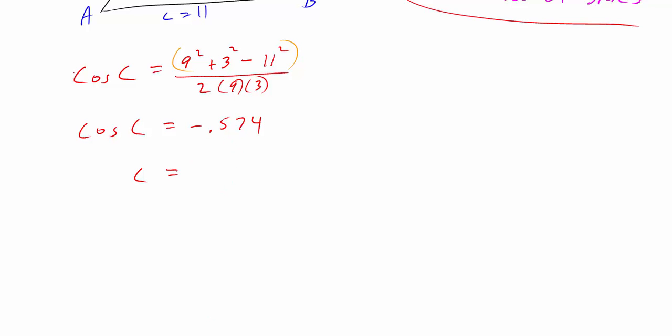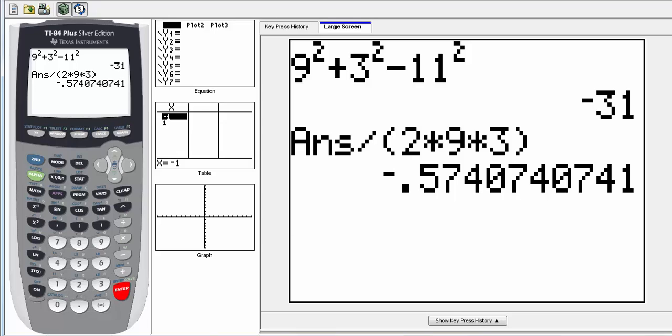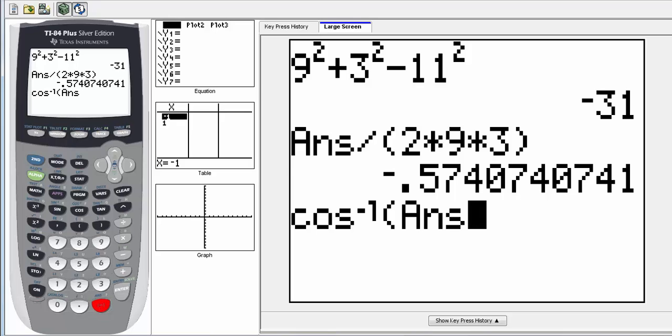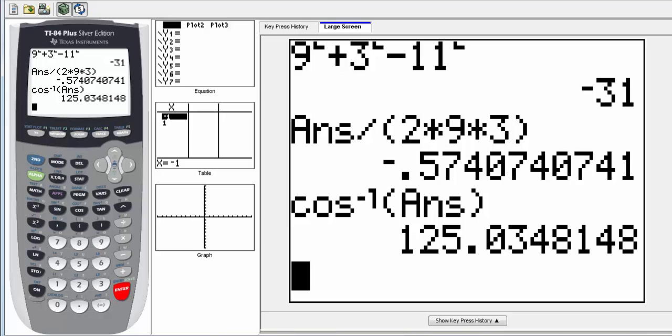So if we go to the calculator, instead of rounding this decimal, I'm going to go second cosine. So there's the inverse cosine, and I want to bring down the entire decimal, the negative 0.574074 and so on. I'm just going to hit the second function key and the negative key at the bottom of the calculator where it says answer, and it will bring down the very last answer without rounding that decimal. So you'll end up with a more accurate answer. Now when we hit enter, we get 125.